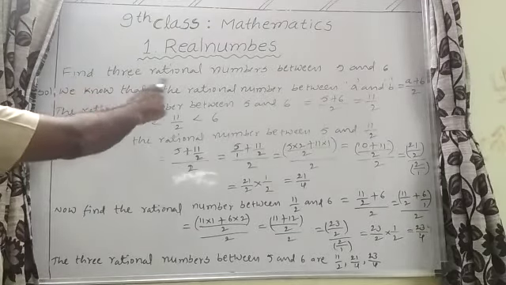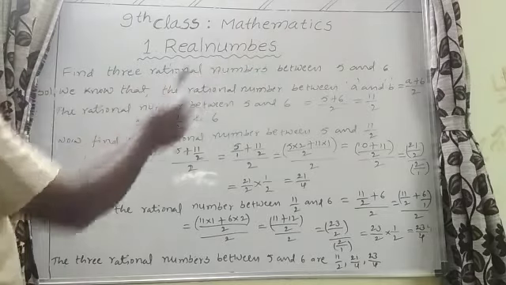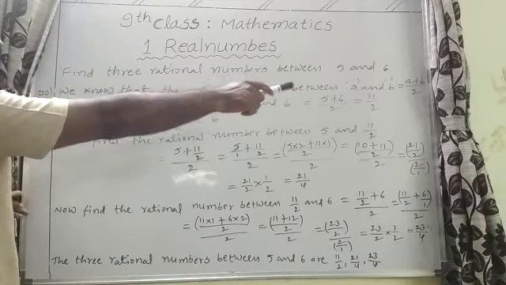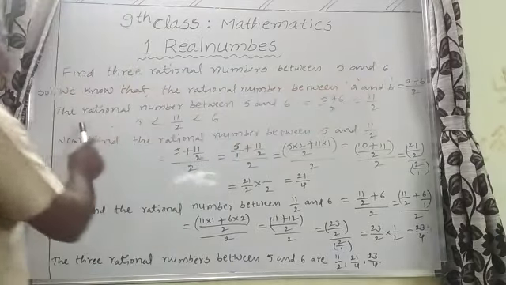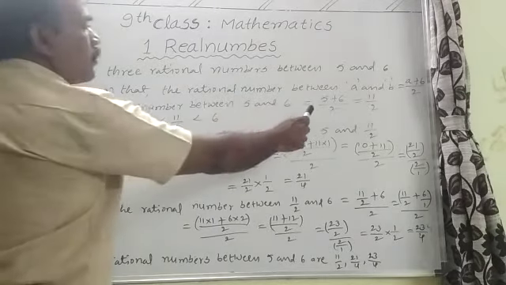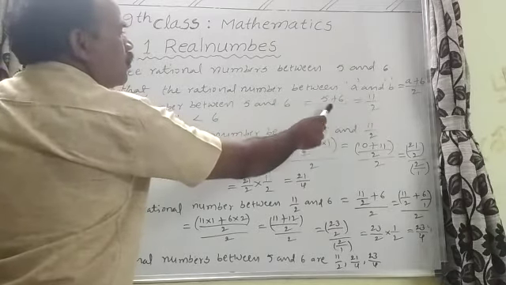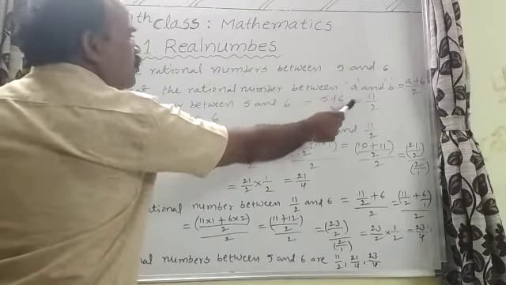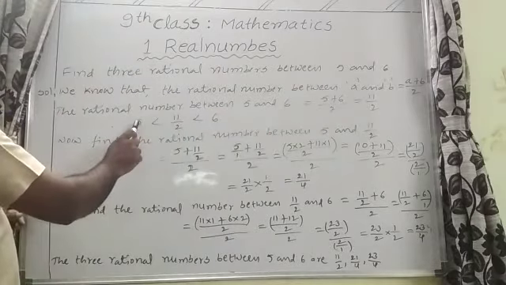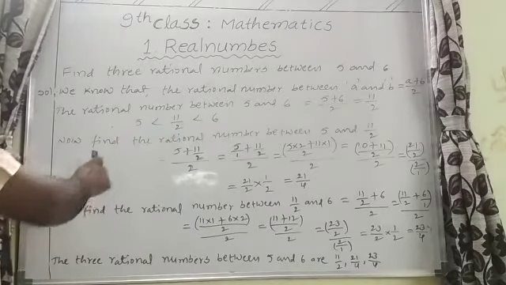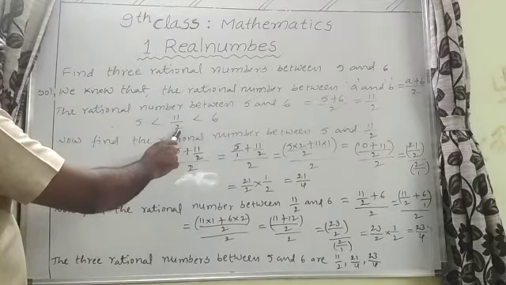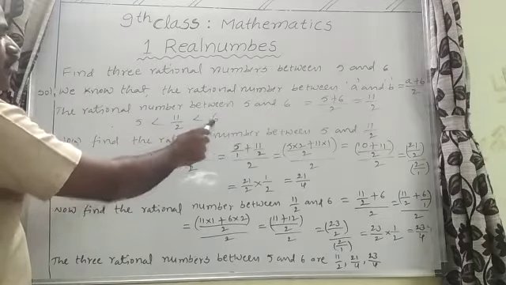Find three rational numbers between 5 and 6. We know that the rational number between a and b is equal to (a plus b) by 2. The rational number between 5 and 6 is equal to the sum of 5 and 6 by 2, that is 5 plus 6 by 2, which is equal to 11 by 2. This 11 by 2 lies between 5 and 6. Now find the rational number between 5 and 11 by 2. We will find another rational number between 11 by 2 and 6.